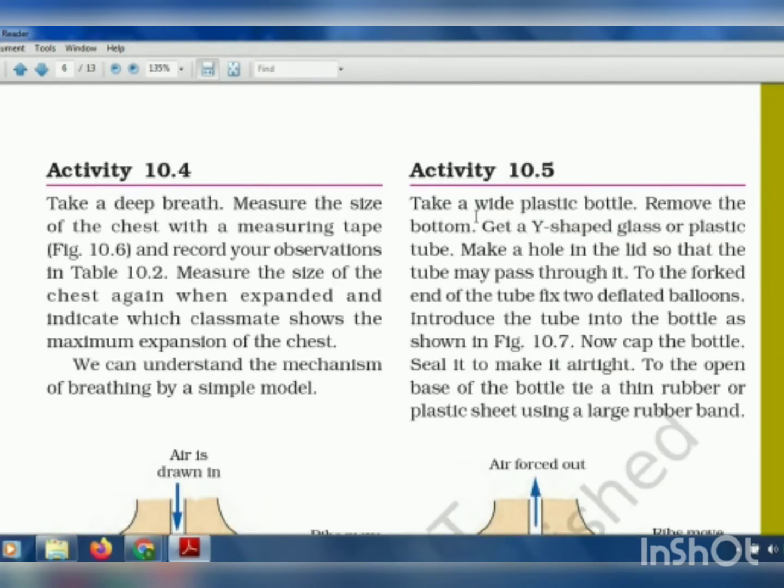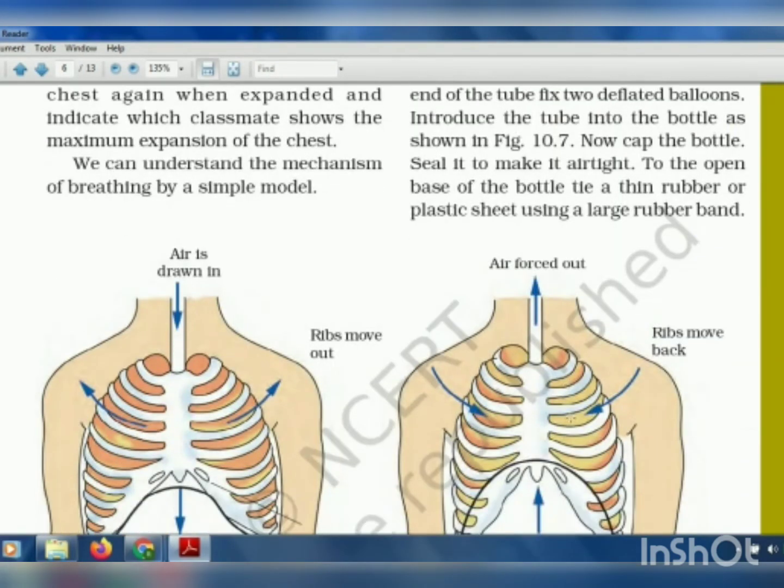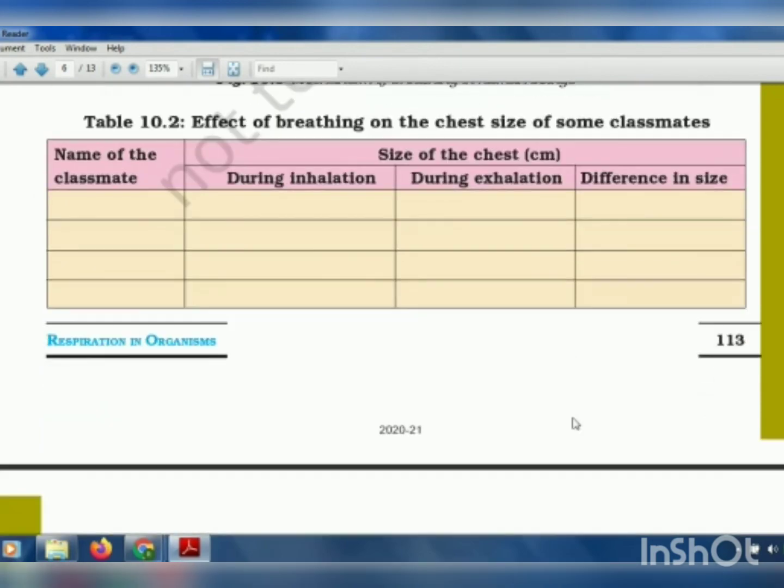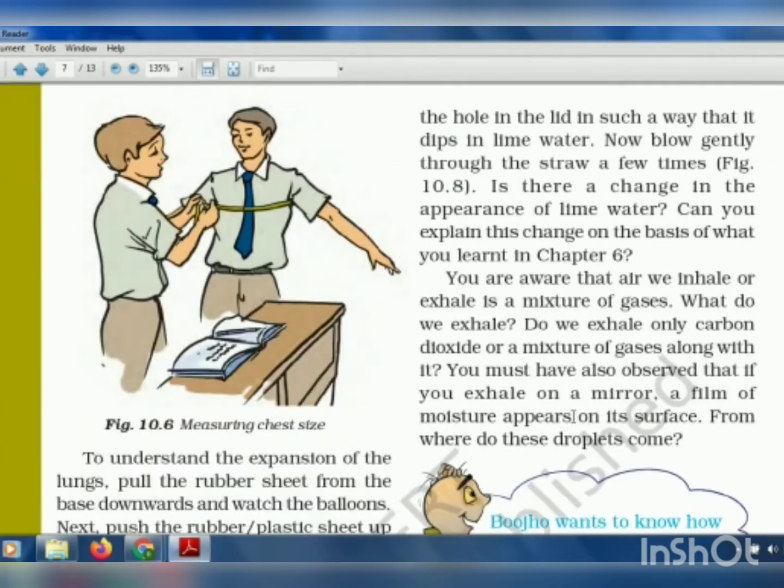So in this activity 10.5, they have explained how to make a model of breathing.